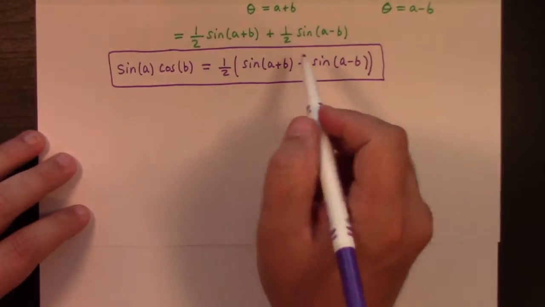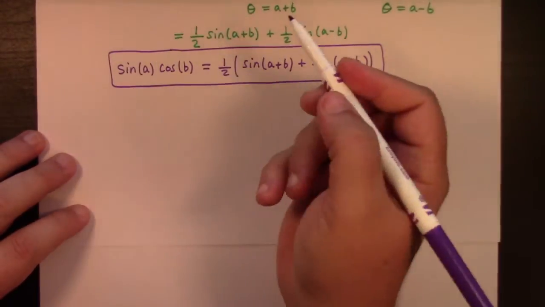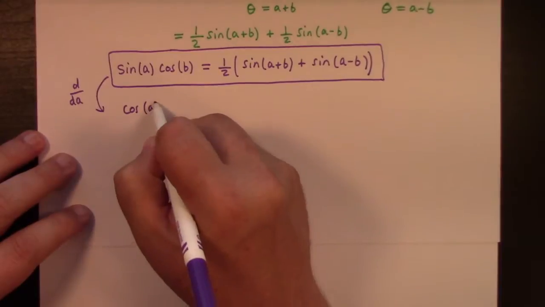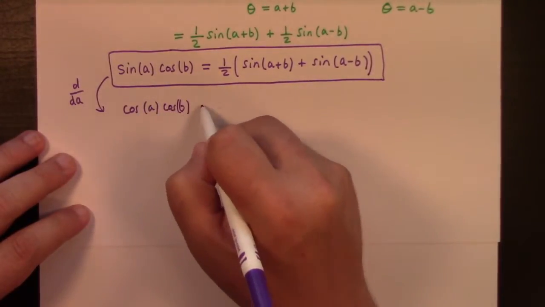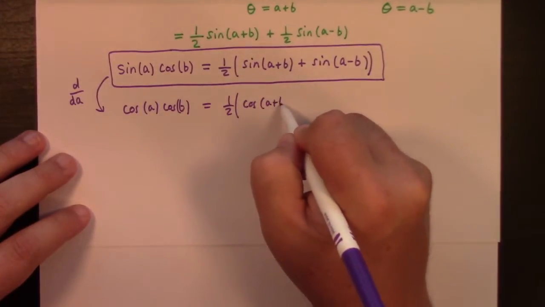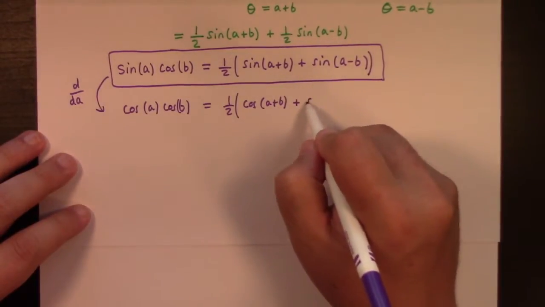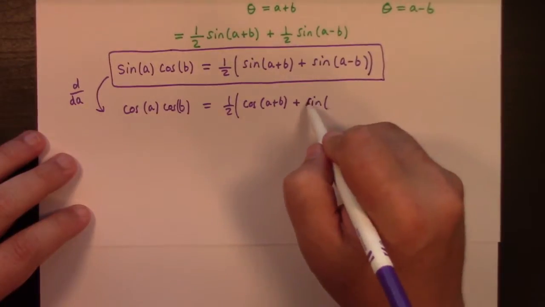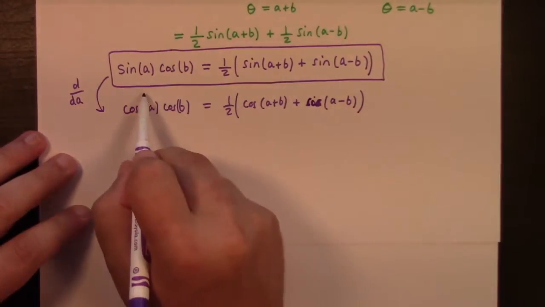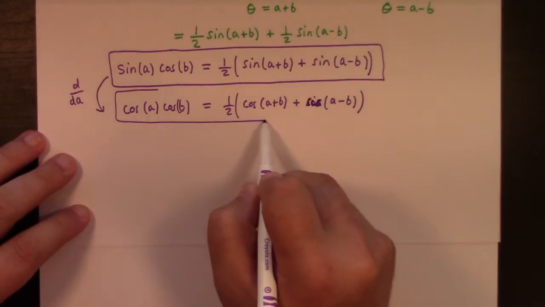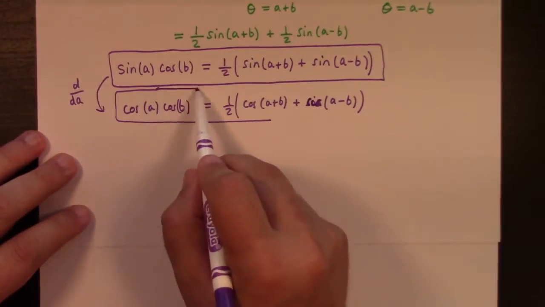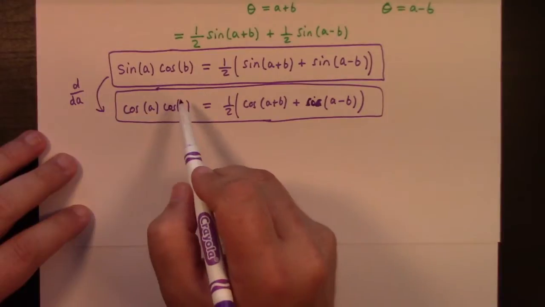Now, once I know that, of course, I can differentiate this with respect to a. If I differentiate with respect to a, that gives me what? Cosine a, cosine b is equal to 1/2 of cosine of a plus b plus the cosine of a minus b. So there's another identity, a product of cosines. Oh my goodness, did I do that right? Yeah, sorry. So there's an identity, let's see, I got sine cosine, cosine cosine, how about sine sine?